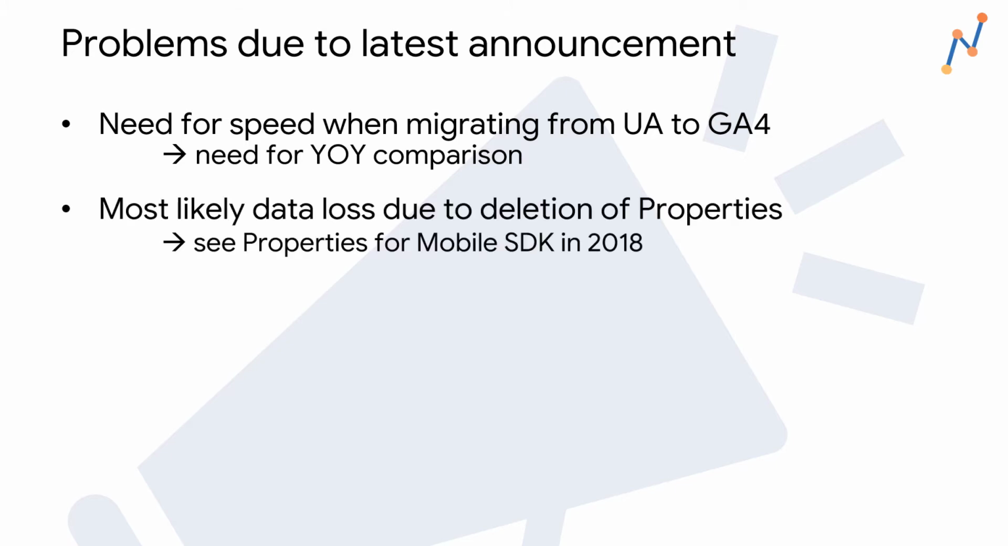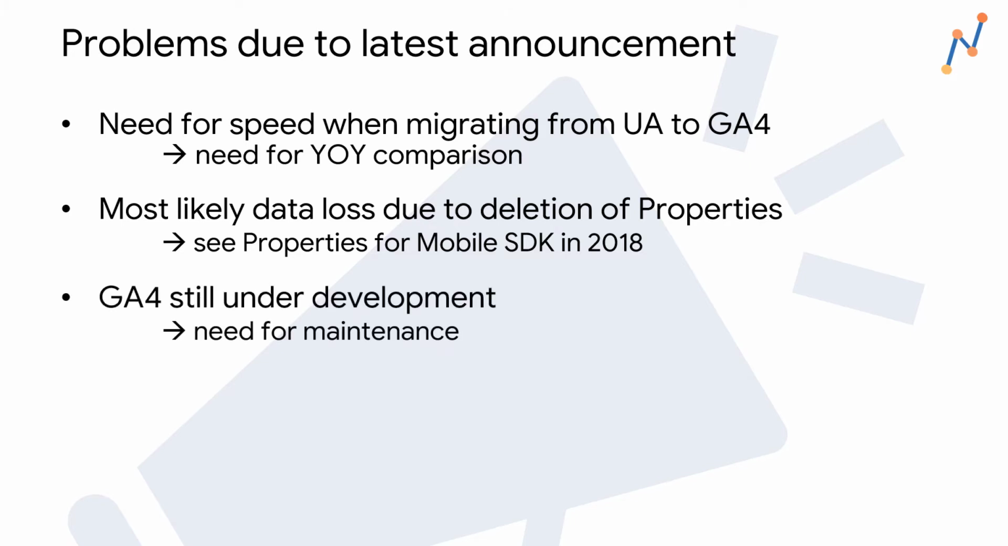Google will most likely delete the existing Universal Analytics properties after the deadline for migration, and therefore the data contained in these properties will also be deleted. This has also happened in the past, for example, when Google discontinued support for Mobile SDK. GA4 is still under development and therefore is lacking dimensions, metrics, and features. Said that, the GA4 implementation needs to be reviewed, revised, and maintained frequently.